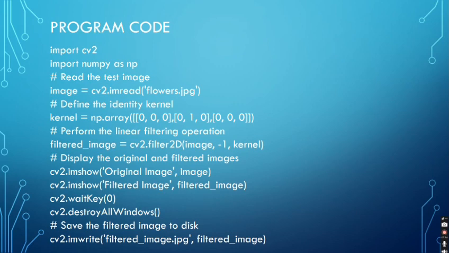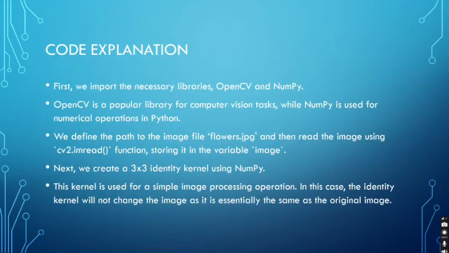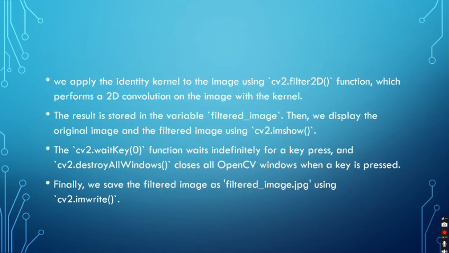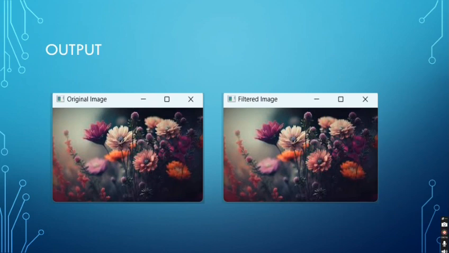Then we display the original image and the filtered image using the cv2.imshow function. The cv2.waitKey function waits indefinitely for a key press, and cv2.destroyAllWindows closes all OpenCV windows when a key is pressed. Finally, we save the filtered image as filteredimage.jpg using cv2.imwrite. Here is the code explanation for the implementation of image filtering. So we can see the output for the respective code implementation.